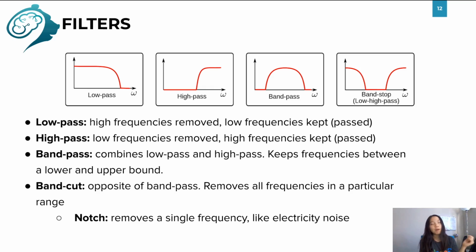So a popular type of band cut filter that is necessary for EEG is the notch filter, which removes a single frequency. It is possible to combine multiple notch filters to remove a particular set of single frequencies, which is useful for things like removing electricity noise. Removing electricity noise is important because generally the electrical circuits surrounding your measurement will introduce noise at around 60 hertz.